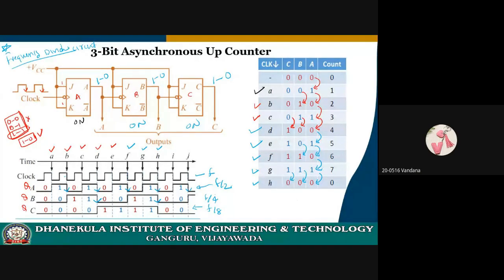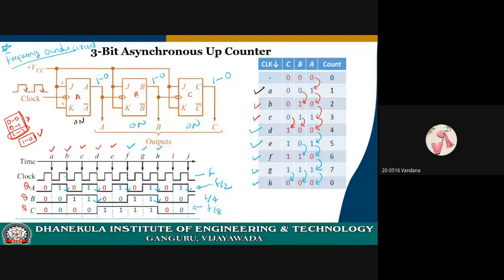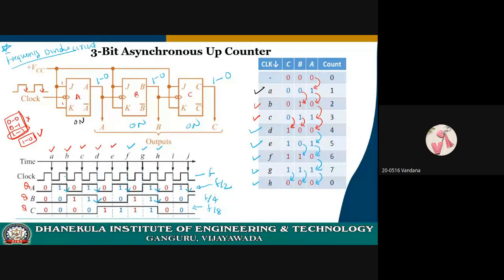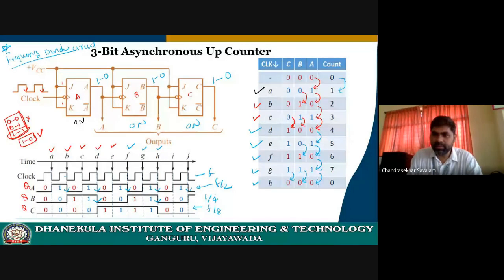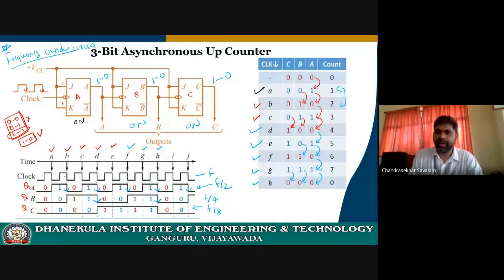Sir, can you explain 1 to 2 once more? 1 to 2 means A to B transition. Which combination? We have many combinations: 0, 1, 0, 0, 2. The last one, 1 to 2, sir. Okay, 1, 2. So how did you get 2 from 1? Okay, see here.